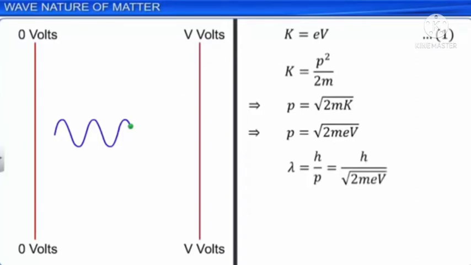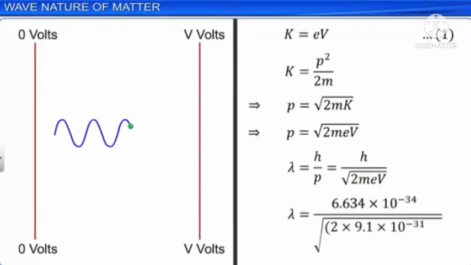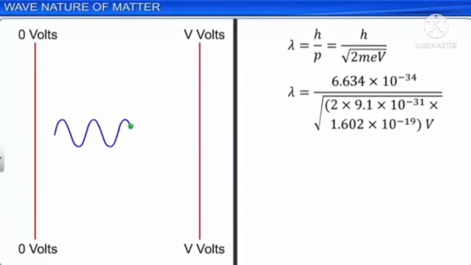Substituting the numerical values of Planck's constant h, which is 6.634 into 10 power minus 34 joule second, mass of the electron m, which is 9.1 into 10 power minus 31 kilogram, and charge on an electron e, which is 1.602 into 10 power minus 19, and simplifying, we arrive at the equation lambda equals 1.227 divided by square root of V nanometers.